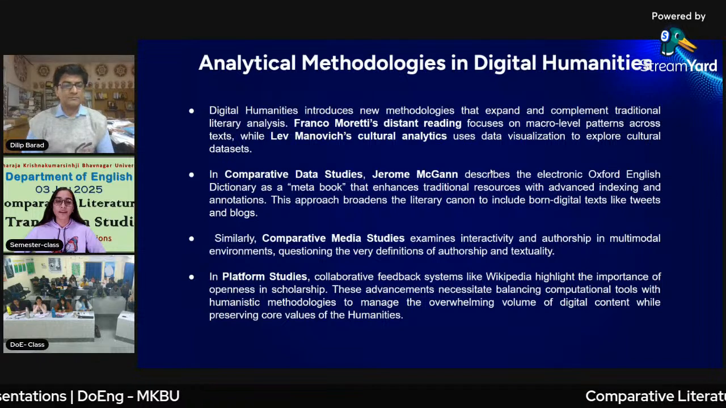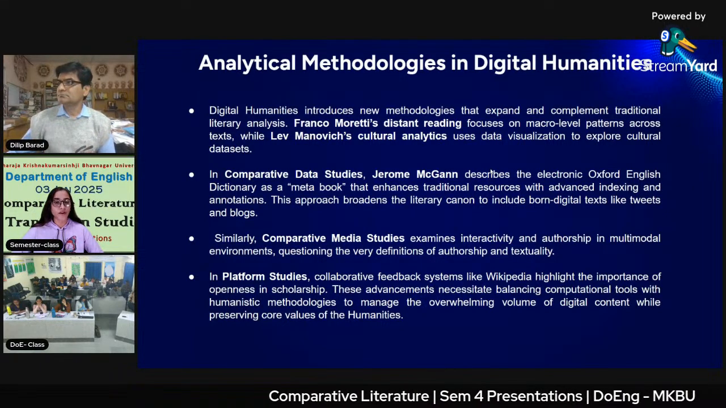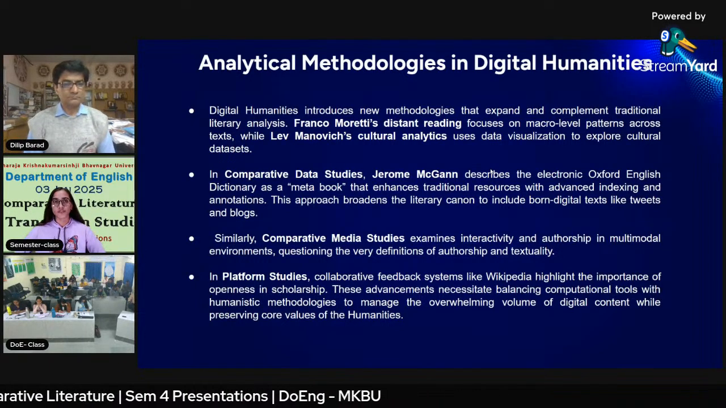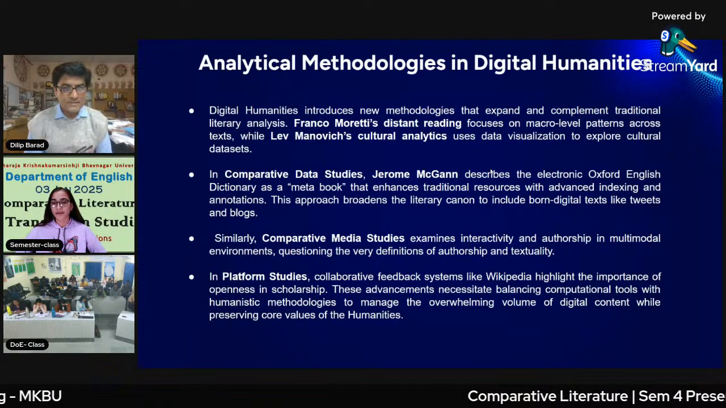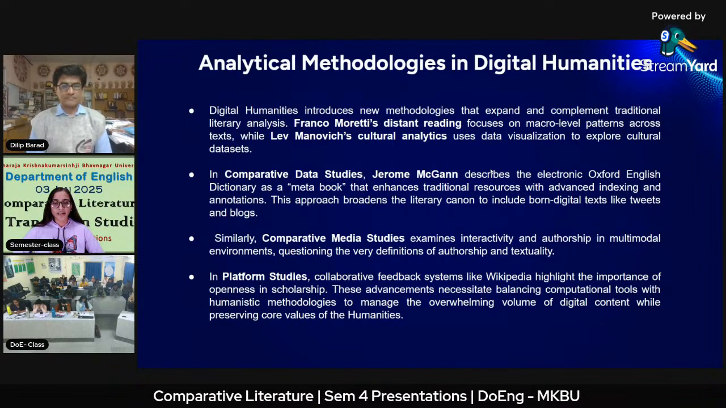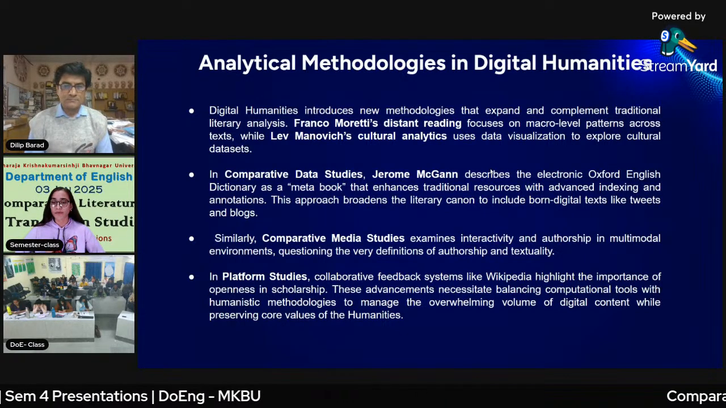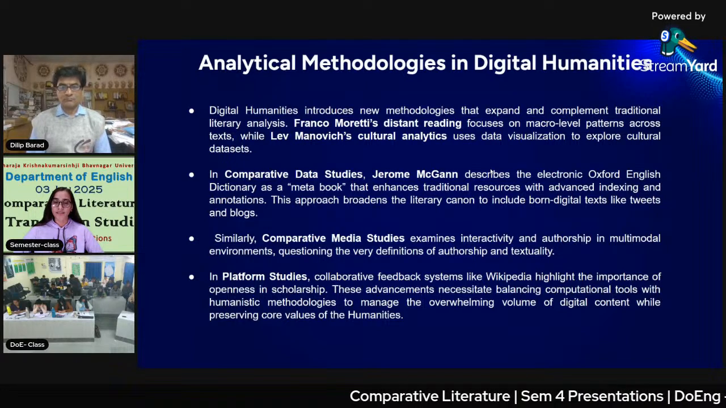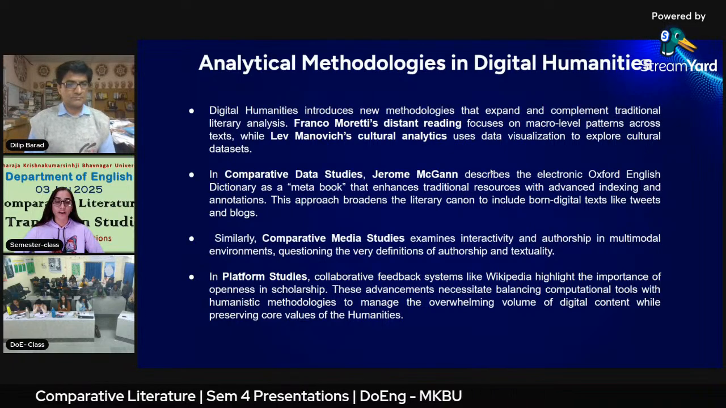Similarly, comparative media studies examine interactivity and authorship in multimodal environments, questioning the very definition of authorship and textuality. In platform studies, collaborative feedback systems like Wikipedia highlight the importance of openness in scholarship. This advancement necessitates balancing computational tools with humanistic methodologies to manage the overwhelming volume of digital content while preserving the core value of the humanities.